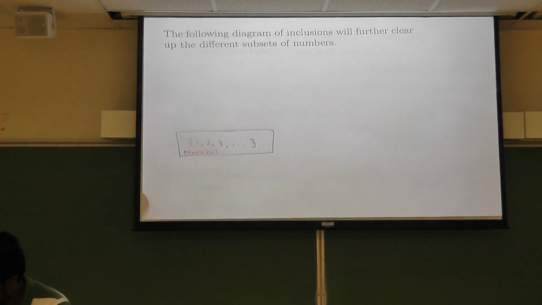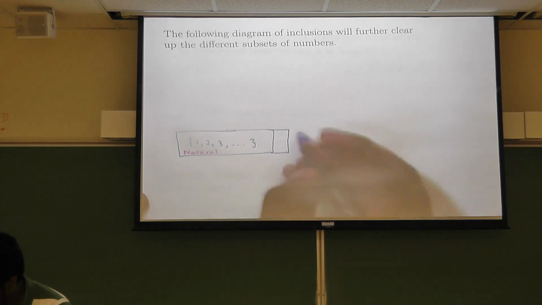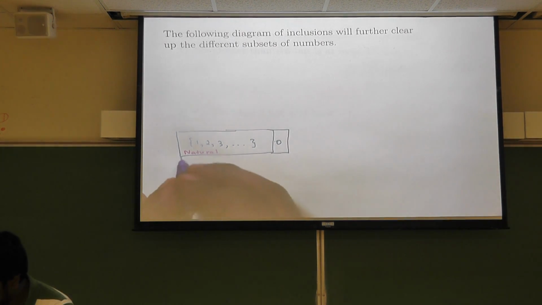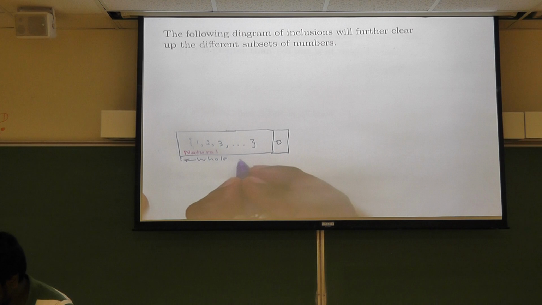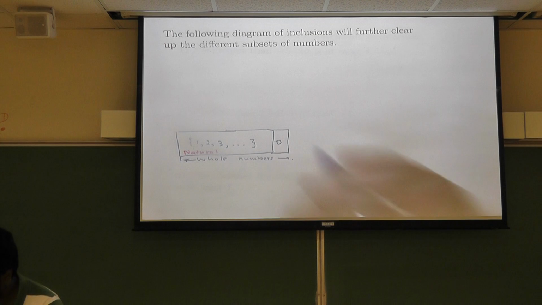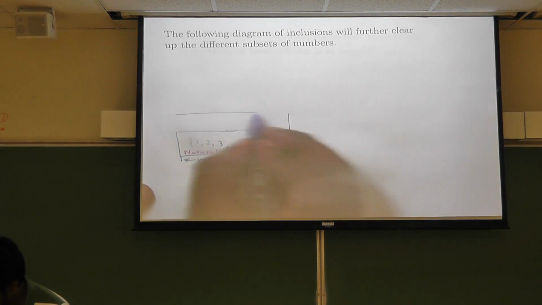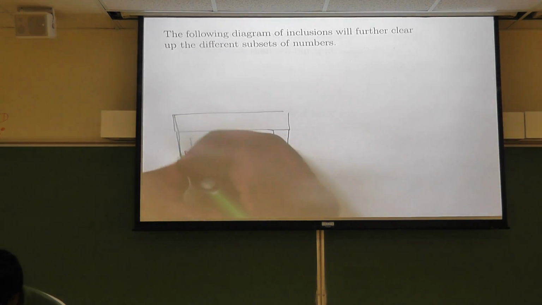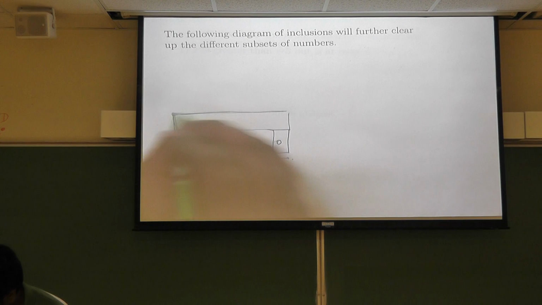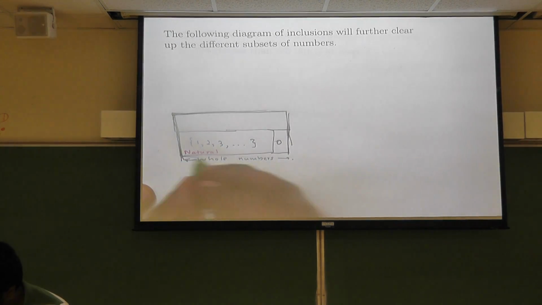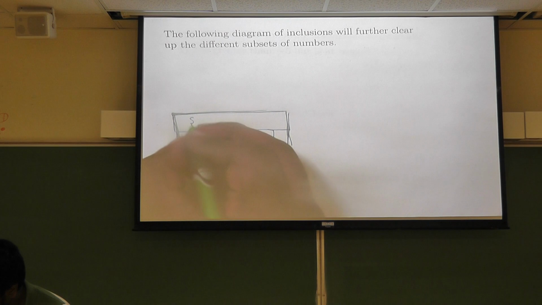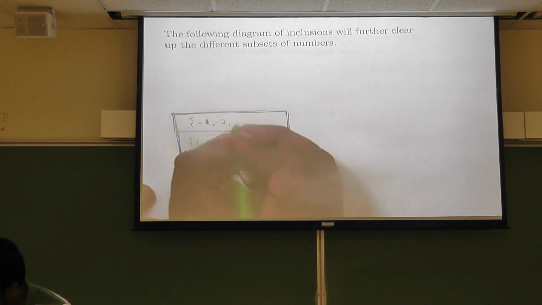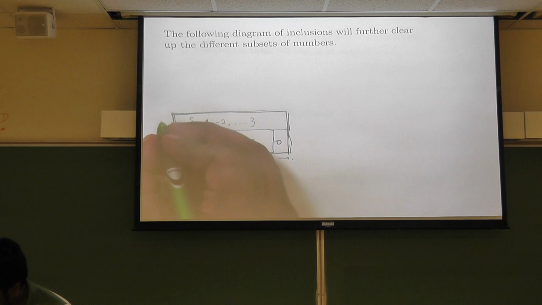And when you add 0 to that set, that would be called the whole numbers. This whole set is called whole numbers. And then you would add the negative natural numbers and call that set, so let me just outline that in green. You add negative 1, negative 2, and so on. And this set is called the integers.